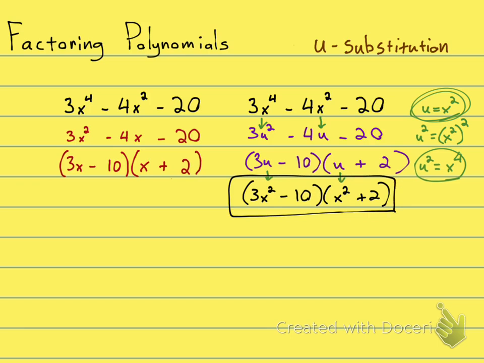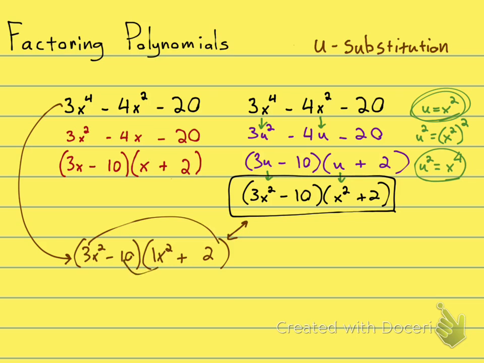This is the factored form. Now, if you're so familiar with this pattern that you can just go to the factors, you might realize that your first two terms, to get 3x to the fourth, would have to be 3x squared and 1x squared. Your last two will have to multiply to give you that 20. That's 10 and 2, and then the minus and the plus. So you will end up getting the same thing. And then, of course, the outer plus the inner will give you your minus 4x squared.